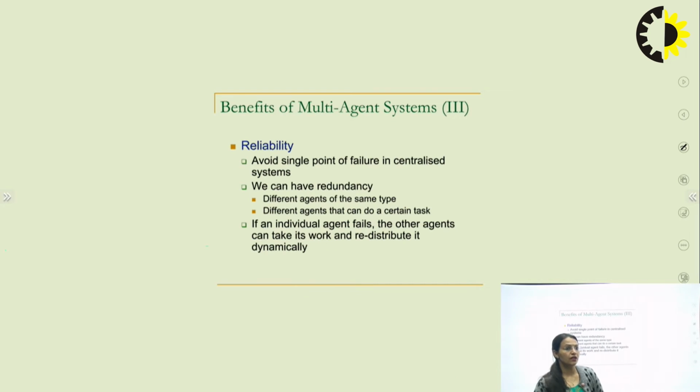The third advantage is reliability. Reliability matters when a team is made. If a collaboration is done between the agents and one piece of work is assigned to an agent, and that particular agent fails, then another agent takes its work and redistributes it dynamically. That means the system will not be affected by the failure of one particular agent. So it also avoids the single point of failure of the centralized system.